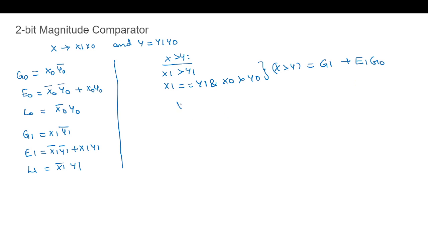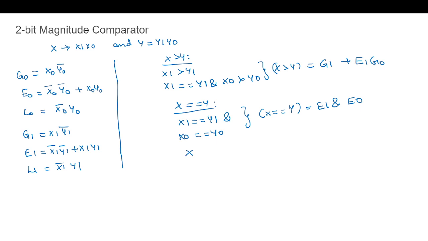So the same way for the x equal to y condition, the first condition is x1 should be equal to y1 and at the same time x0 should also be equal to y0. So for this, how can we write? We want E1 to be true as well as E0 also to be true.